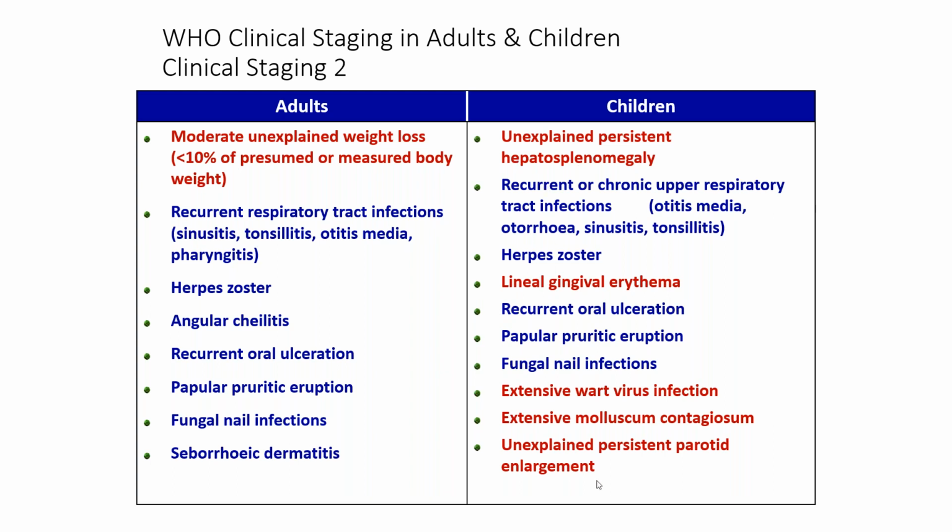In addition, if children have unexplained persistent hepatosplenomegaly, extensive molluscum, persistent parotid enlargement, or linear gingival erythema, these are also very characteristic of stage 2. But remember, any adult with herpes zoster, angular cheilitis, recurrent oral ulcerations, fungal nail infections, or seborrheic dermatitis becomes stage 2.